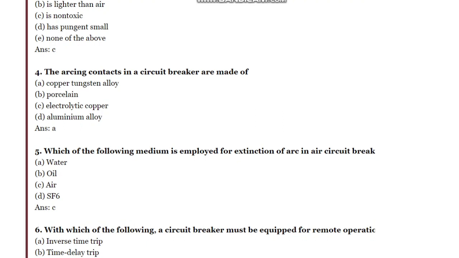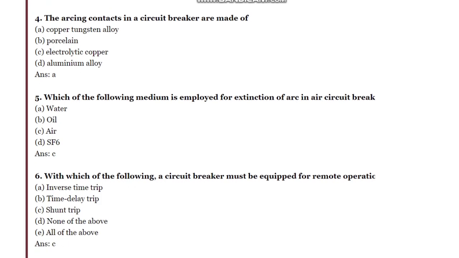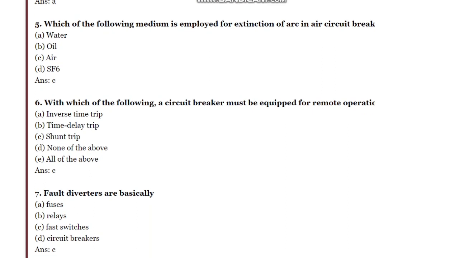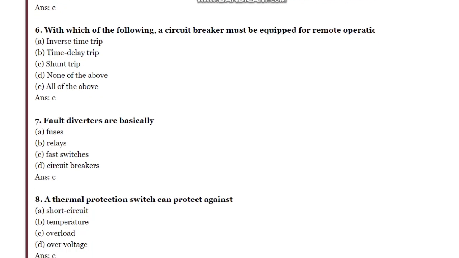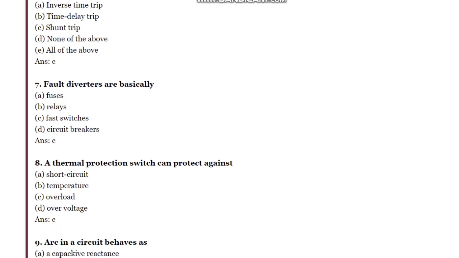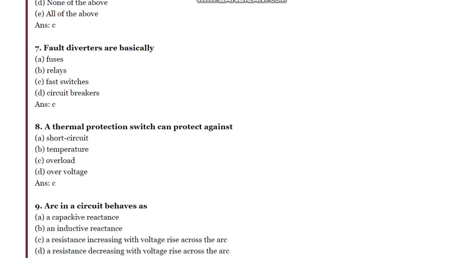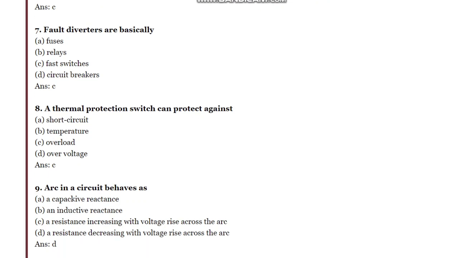Which of the following medium is employed for extinction of arc in air circuit breaker? Air medium, it is used for air circuit breaker. Then with which of the following a circuit breaker must be equipped for remote operation? Answer is C, that is shunt trip. Fault diverters are basically what? They are fast switches.